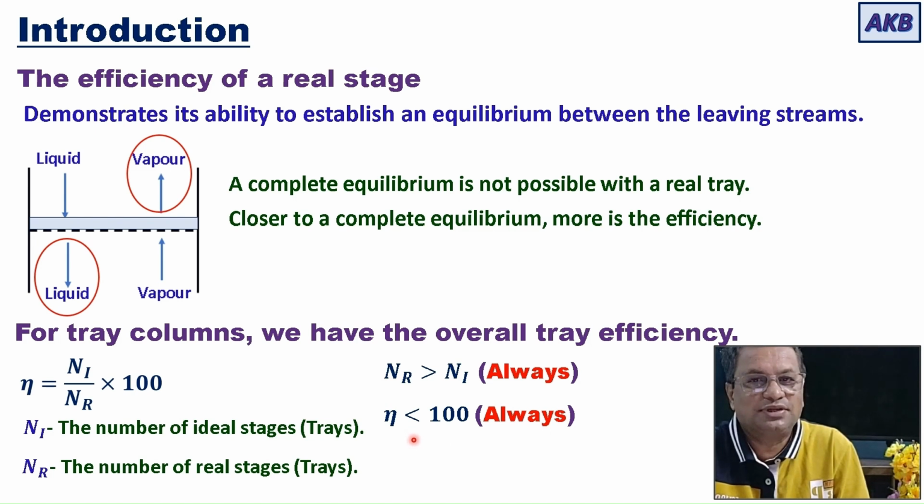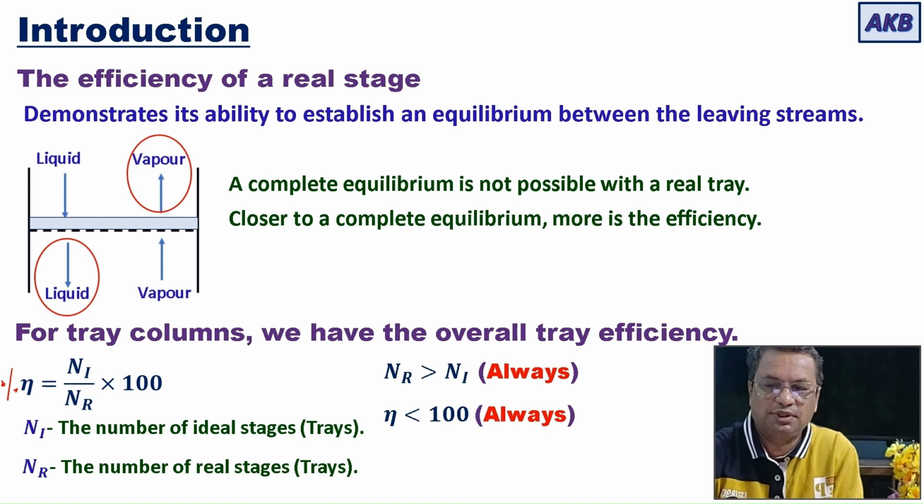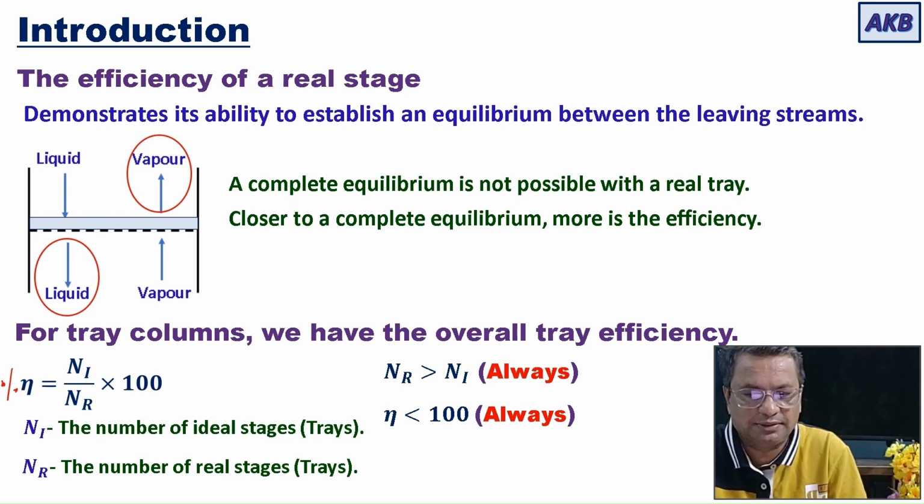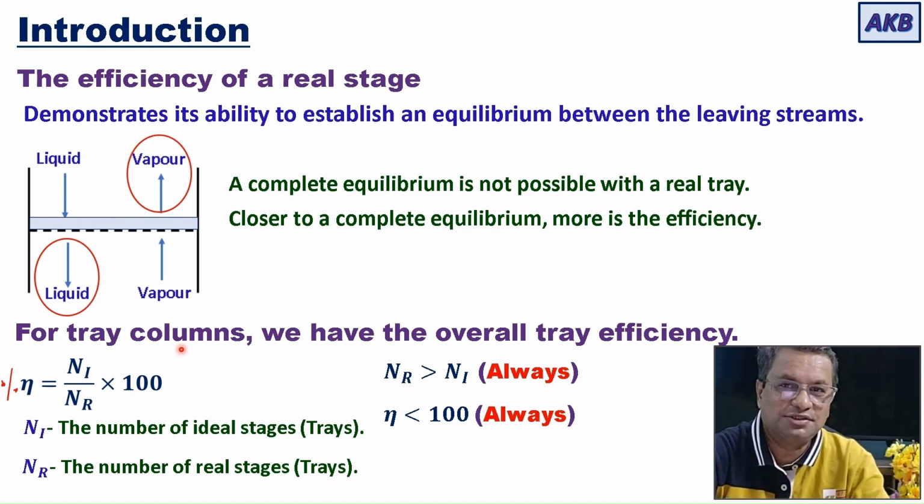So for a real case, efficiency will be less than 100%. So this equation, Ni upon NR into 100, is giving us the percentage efficiency. Percentage efficiency is equal to Ni upon NR into 100. Okay. And the McCabe Thiele method is going to give us Ni, the number of ideal stages in the tray column. And now we know in a typical tray column, each tray is acting as a stage.